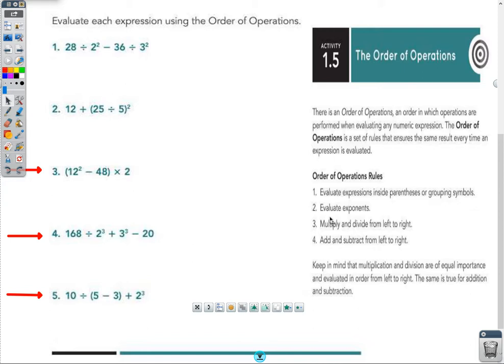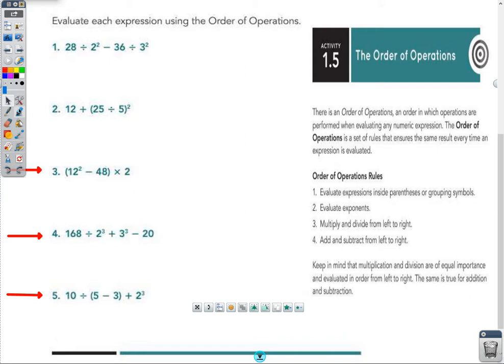The second thing that we're supposed to do is evaluate exponents, or we would call them powers. So if we're evaluating the exponents, the second thing would be these. We would take care of all of the exponents or the powers. The third thing is to multiply and divide from left to right, which is self-explanatory. And then the last thing is to add and subtract from left to right. So we're going to do the first two problems following the order of operations, and then you'll have an opportunity to do the last three.